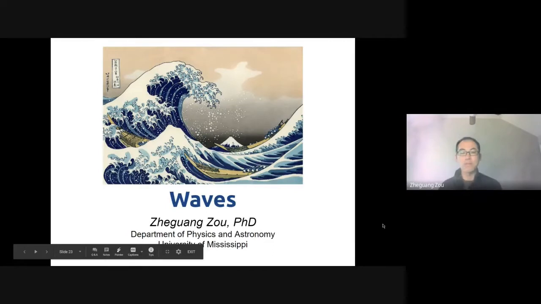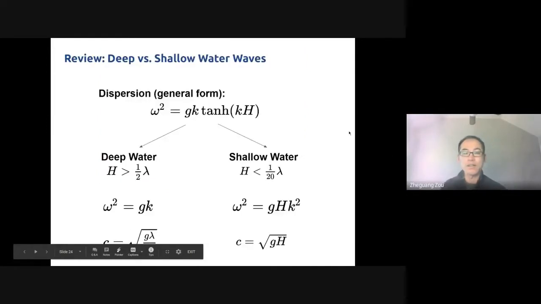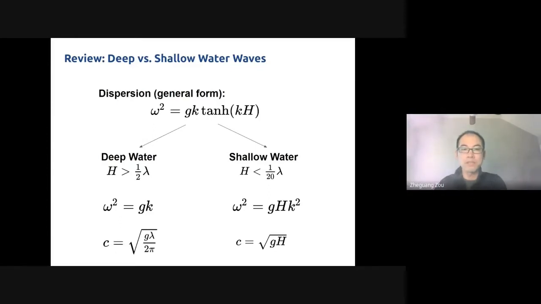We continue to talk about waves in the ocean. In last class, let's do a quick review. Last class, we talked more generally about waves, some wave parameters, and the most important one is the wave dispersion relationship. If there's only one equation you want to remember, I suggest this one. This is the more general form for different kinds of waves, either deep water waves or shallow water waves.